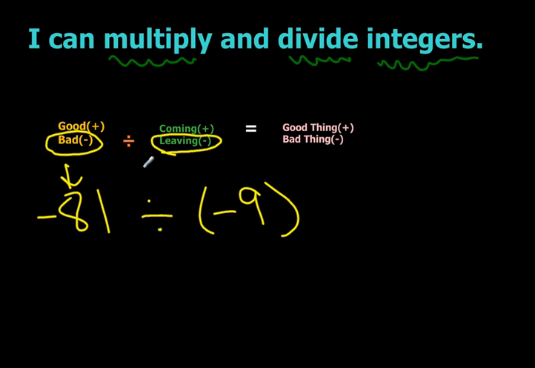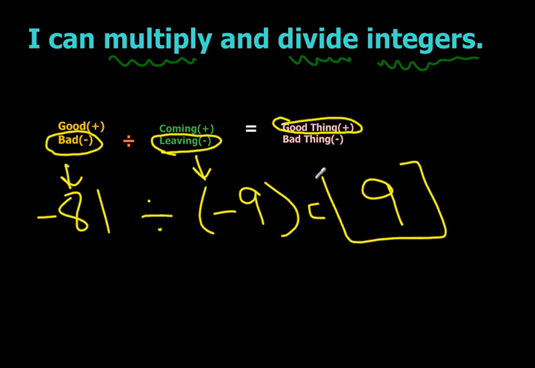Ooh, if the bad guys leave your town, bad guys leave, they get out, that's a good thing. So that means our answer should be positive. So negative 81 divided by negative 9 is actually positive 9. That's always the tricky one, right? That a negative multiplied or divided by a negative gives you a positive answer.